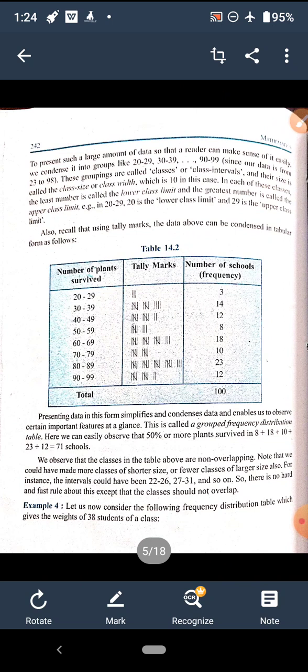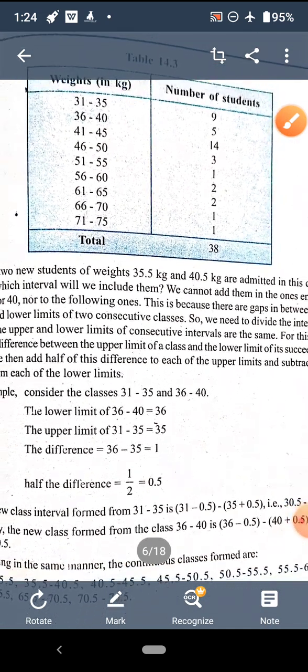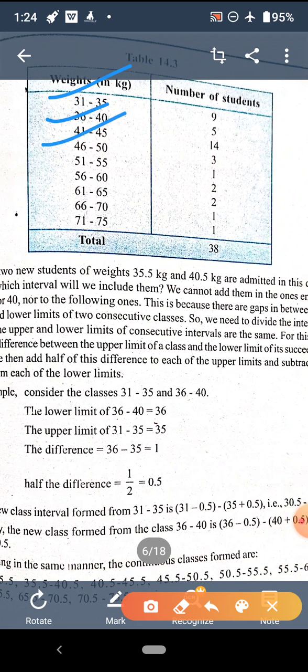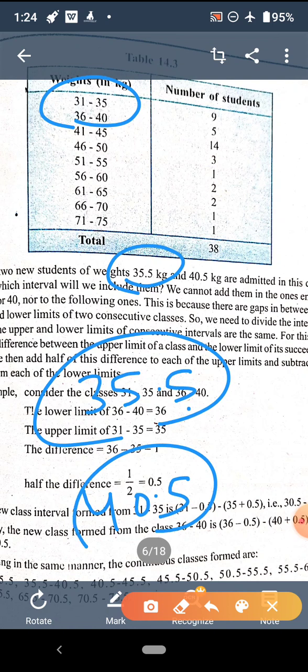Let us now consider the following frequency distribution table, which gives the weight of 38 students of a class: 31 to 35, 36 to 40, 41 to 45. The weight between 31 to 35 is 9. The weight between 36 to 40 is 5 students. But suppose a child has a weight of 35.5, where will you put this value? It is very confusing. Suppose one child has a weight of 40.5. Again this is very difficult to place.